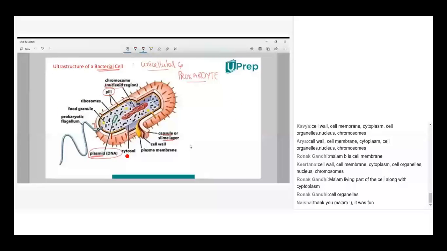While discussing the microorganisms, we have 5 groups of microorganisms. For each microorganism, I'll touch the ultrastructure as the first point. Then as the second point, I'll discuss the nutrition part. Then as the third point, the reproduction part. Then at last, the economic importance of all the microorganisms. This is the order we'll follow throughout the chapter. First we'll discuss the ultrastructure.